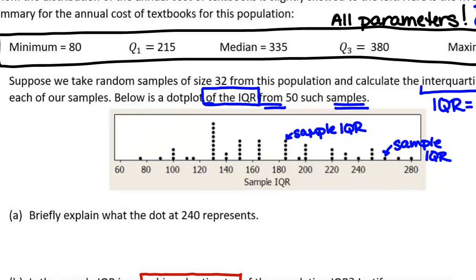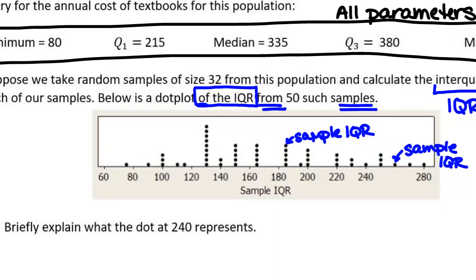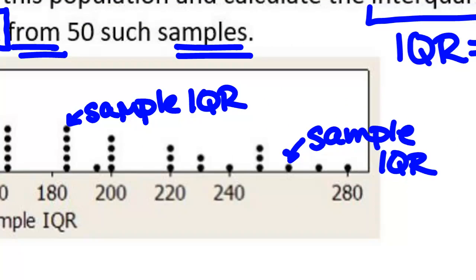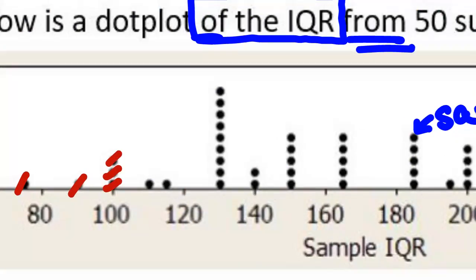So I'm going to go through and find the middle just by crossing off dots until I get to the center. 1, 2, 3, 4, 5. 1, 2, 3, 4, 5. 1, 2, 3, 4, 5.